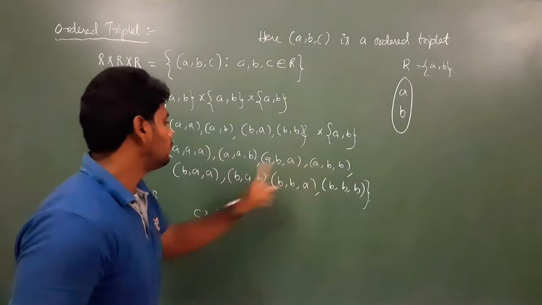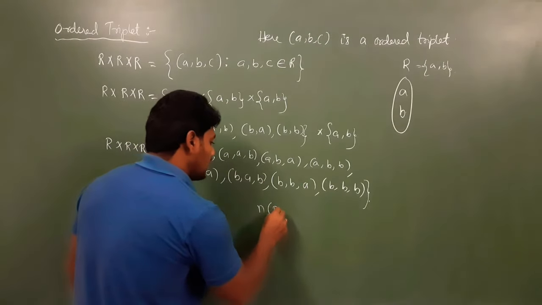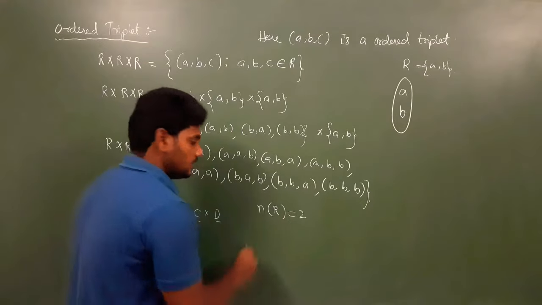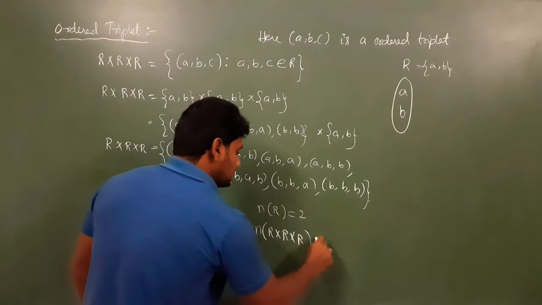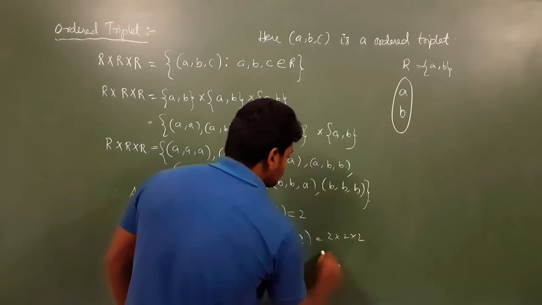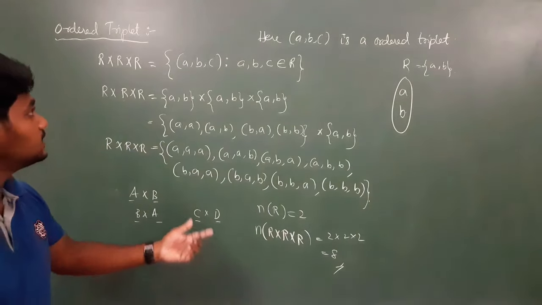1, 2, 3, 4, 5, 6, 7, 8. Right? Here n of R is equal to how many elements? 2. Then n of R cross R is nothing but 2 into 2 into 2, 2 cube, which is 8 elements will be there. Right? Like this we can find.